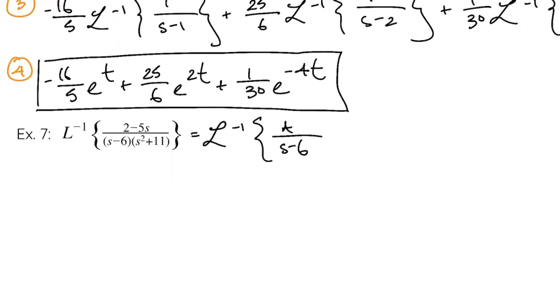Now, the second part, you do want to ask yourself a very important question. S squared plus 11, that is quadratic, right? We know that s squared plus 11 is quadratic. Is it reducible? Meaning, can we reduce this quadratic into 2 linear factors?